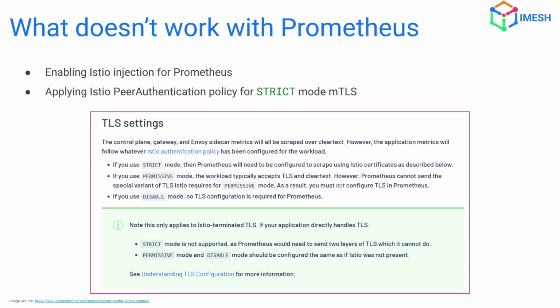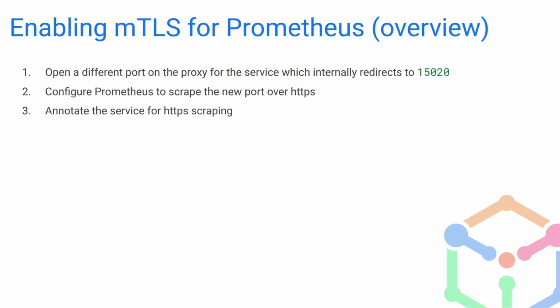And if you go to the TLS settings page on the Prometheus integrations page on the Istio documentation, you will notice that the very first line sort of gives it away. The control plane, gateway, and Envoy sidecar metrics will always get over clear text. So this settings page is not related to what we are going to do today. So we'll focus on the Envoy sidecar metrics and figure out a way to sort of scrape it with HTTPS calls, despite all of these limitations with Istio injection not working properly. So proxy will not work properly with Prometheus. Strict mode mTLS will also not work.